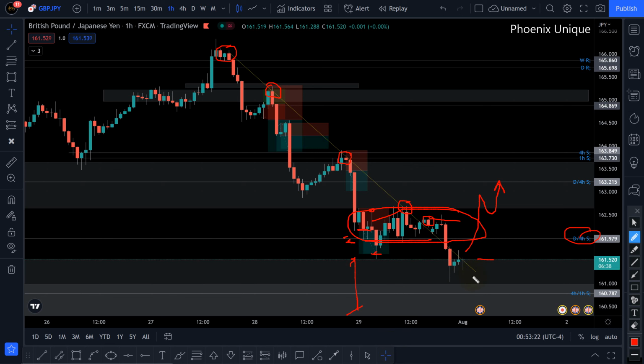Let's see if we can get a further dip. Then price should do what? Fail to continue down and turn bullish. Then I'll be looking to take buys going upwards. So this is for British pound, Japanese yen. This is what I'm looking at actually.